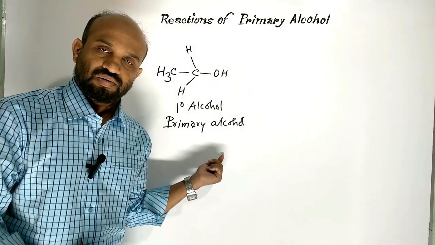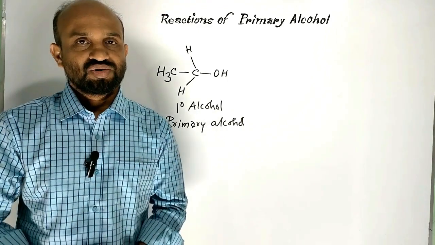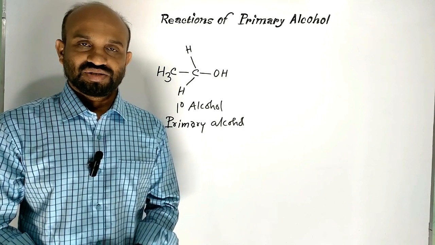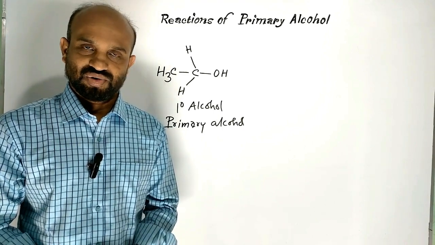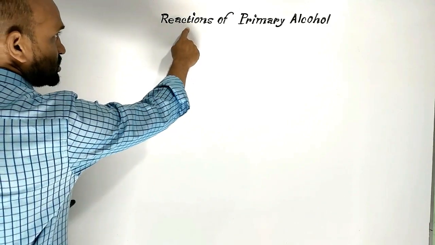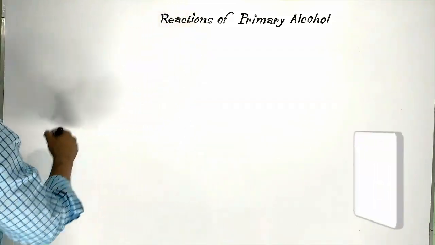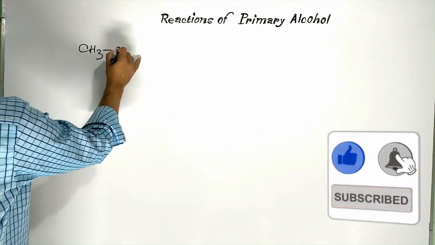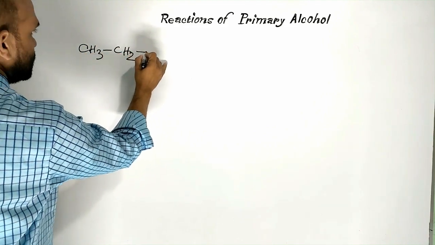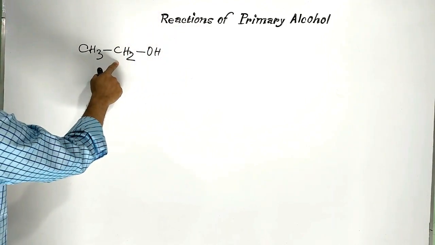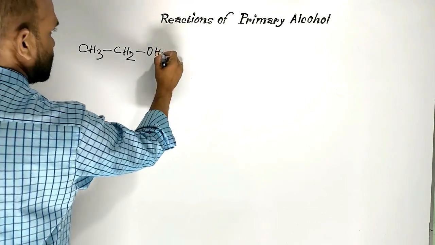Primary alcohol. In this lesson, we are going to learn reactions of primary alcohol with concentrated sulfuric acid. So let's begin. Reactions of primary alcohol. CH3CH2OH, ethanol, a kind of primary alcohol.